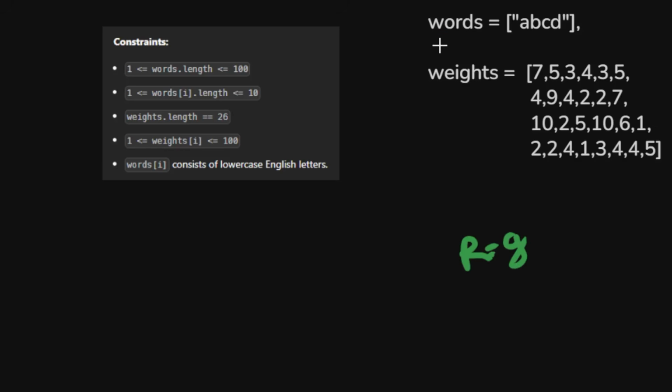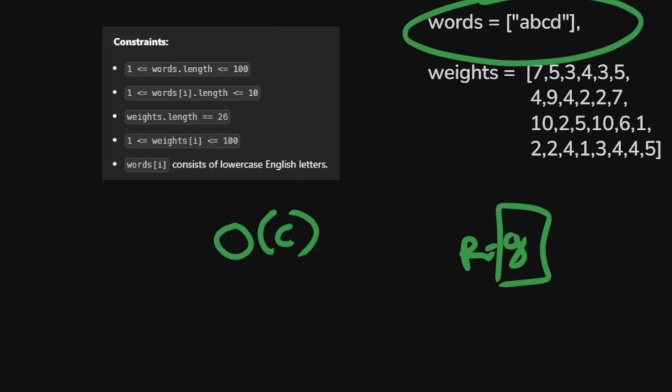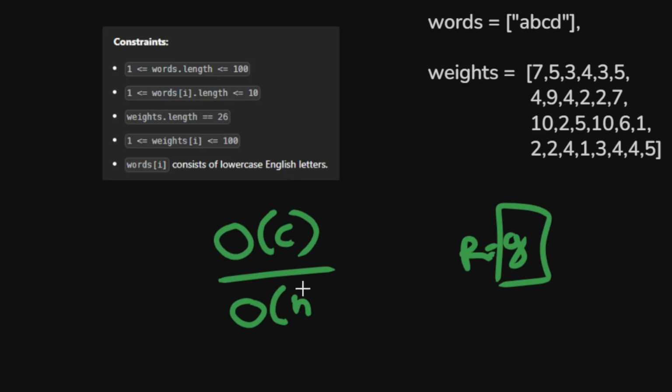So we can repeat the same process with all the words in the array. Here we only have one, so the result is lowercase g. Time complexity for this is big O of c, where c is the total amount of characters in the array. And space complexity is big O of n, where n is the amount of words. Why? Well, because we need the space for the result. In this case, we only have one word, so the result has only one character. This is the required space.